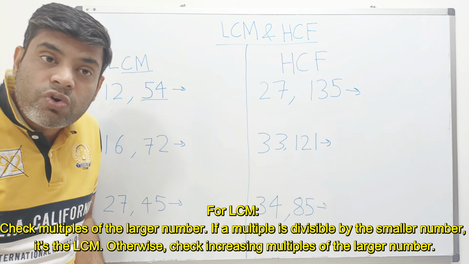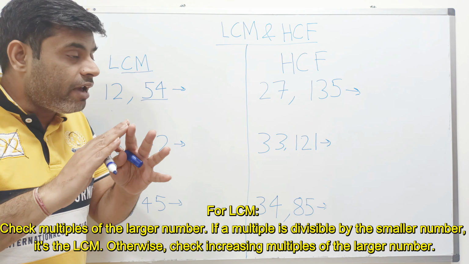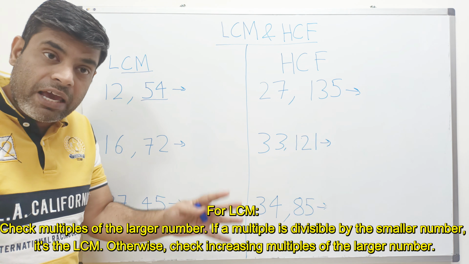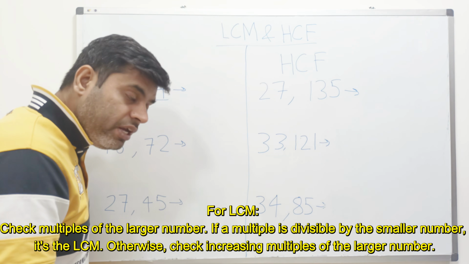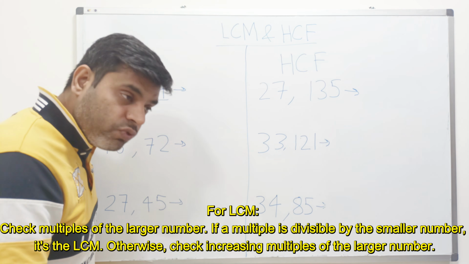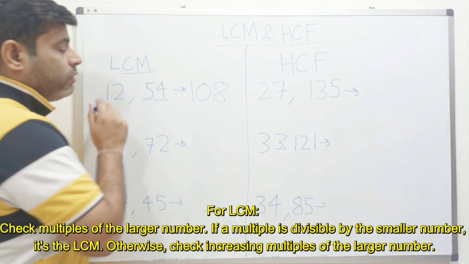How do you do so fast? If you know how to calculate fast. I have never memorized the multiplication table in my life, but I know 12 multiplied by 10 is 120 and 108 is 12 less than 120. That means 12 multiplied by 9 is 108. So the answer is 108 because it's a multiple of 54 as well as 12.